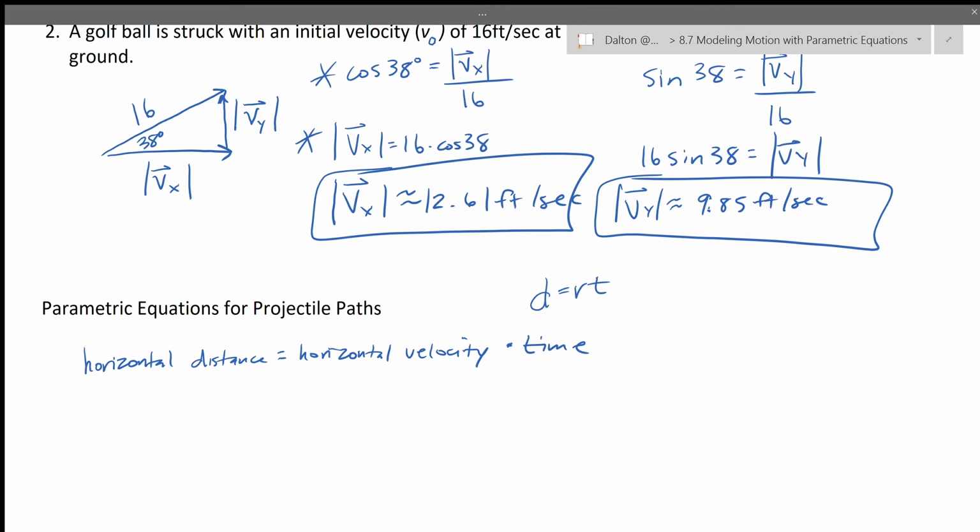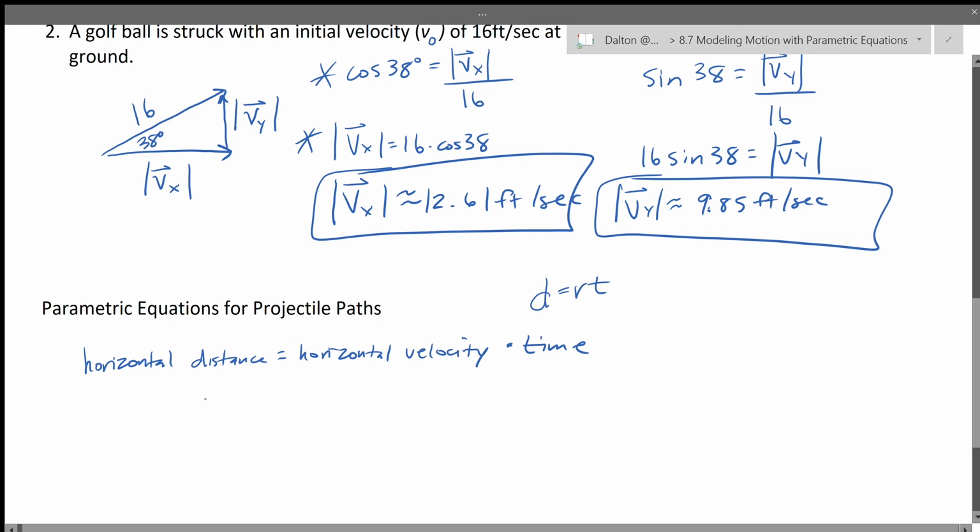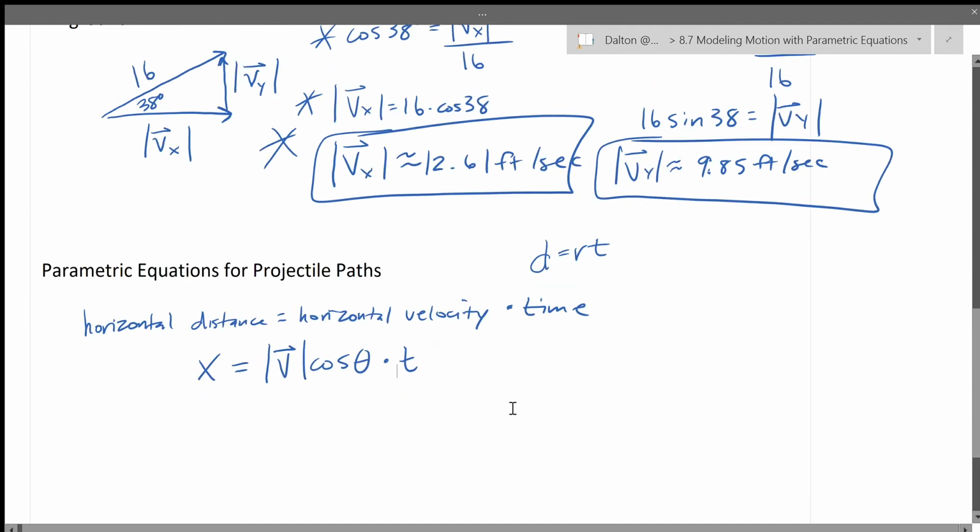So if I convert these words into mathematical variables, horizontal distance is going to be denoted by x. And then horizontal velocity, we've already discussed, is going to be basically what we did up here. It's going to be that magnitude of vector v times the cosine of theta times time. We're going to use the variable t. So this is how you find the horizontal distance of a projectile path.